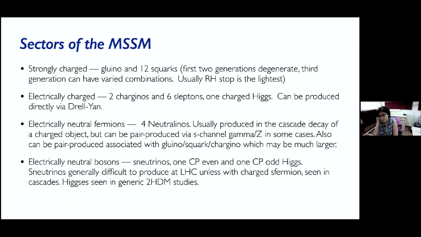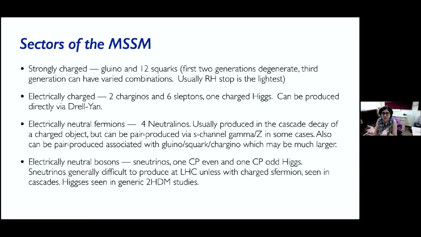So let's start from the very beginning. Obviously nobody here needs this explained, but there are some students, so just to have an overview of everything. We have these different sectors in the minimal supersymmetric standard model. Generally there's a strongly charged sector which contains a gluino and some quarks. There's an electrically charged sector which contains Gauginos, the charged leptons, and one charged Higgs, and these can generally be produced directly via HL-LHC. The reason for dividing these into sectors is just to categorize what kind of production mechanisms we have for them.